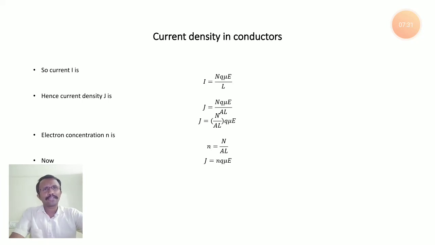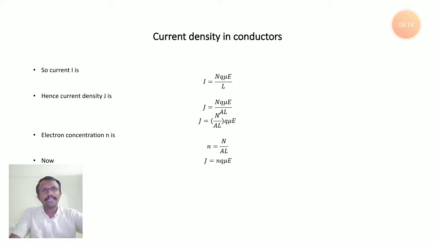Q is the charge of the electron, mu is the mobility of the electron, E is the applied electric field, A is the area of cross section of the conductor, L is the length of the conductor, capital N is the number of electrons present in the conductor. Now by using this we can define one more term, that is electron concentration. Electron concentration is the number of electrons per unit volume: small n is defined as capital N by A into L, where capital N is the number of electrons, A is the area of cross section of the conductor, L is the length of the conductor.